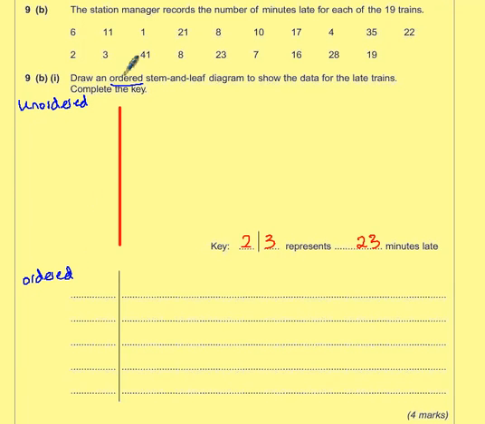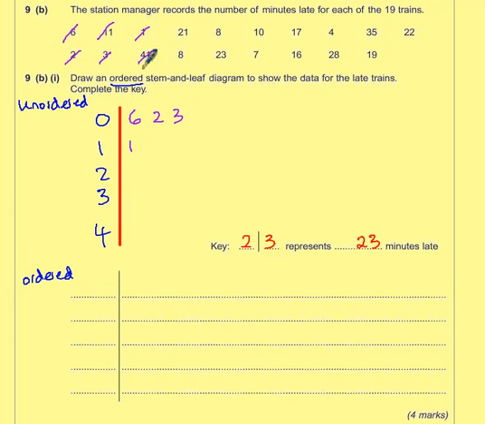So unordered, we're going to go from 0, 1, 2, 3 and 4 on our stem, the 4 representing 40, because the largest number of minutes late we have is 41. So I'm now going to show my leaf numbers here. So 6 and 2 are going to be shown here as 6 and 2. 11 and 3, 11 and 3.